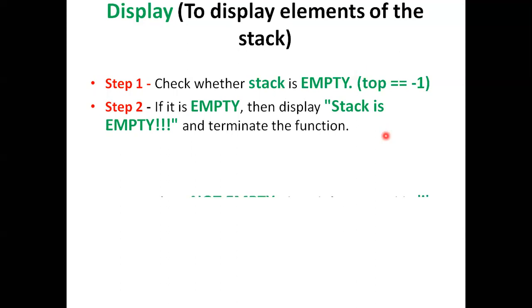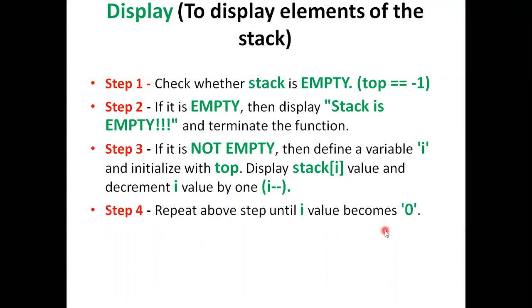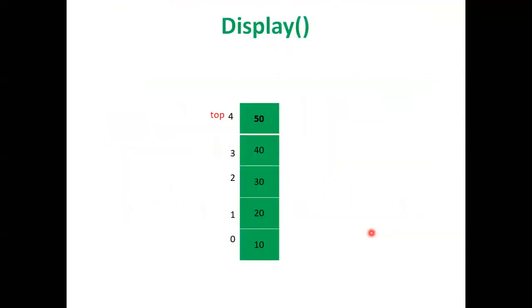Terminate the function. If it is not empty, then define one variable i and initialize it with the top index value, and display stack of i and decrement the i value by 1. The stack is displayed from the higher index to the lower index, and we repeat until i becomes 0 index. So this is the way we display the elements from the stack.